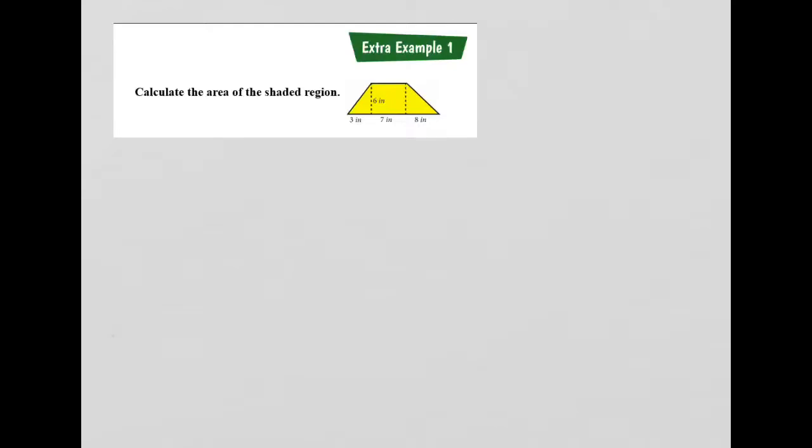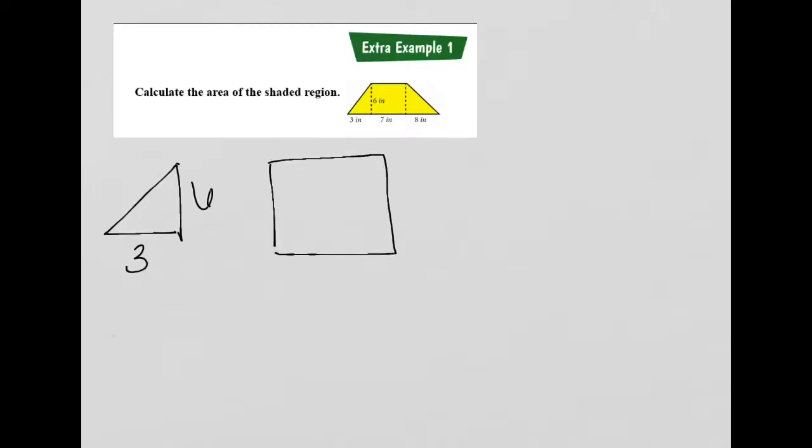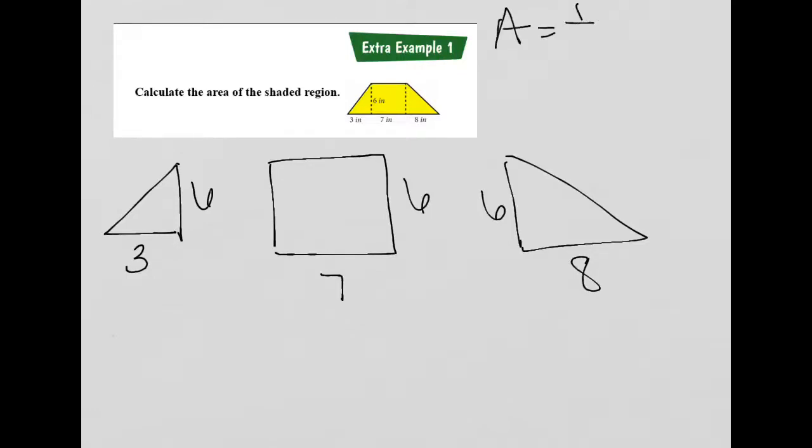So if I first look at this, if you were following along with what the video was having you do, you have a right triangle with a base of 3 and a height of 6. You then have a rectangle with a base of 7 and a height of 6, and then you also have another triangle that has a height of 6 and a base of 8. So you would have needed to find the area of each one. The area of a triangle, you would have had to do 1/2 times base times height, and we all knew the area of a rectangle would have been just base times height.